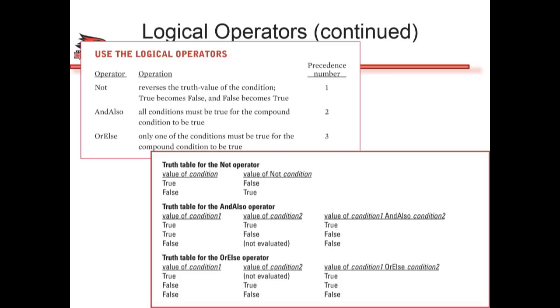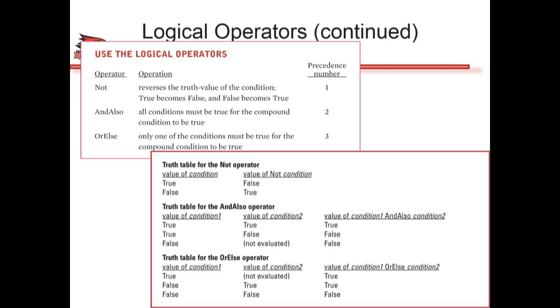There's also the not operation, which is basically inverting the condition. So it reverses the truth value of the condition. So before, if something was true and you use a not, then that true becomes false, and if it was false before, then now it's true.